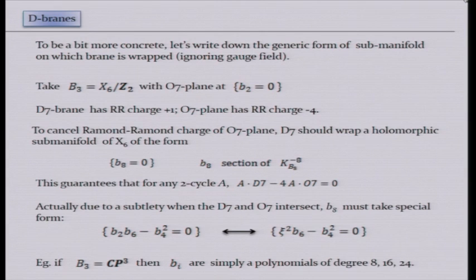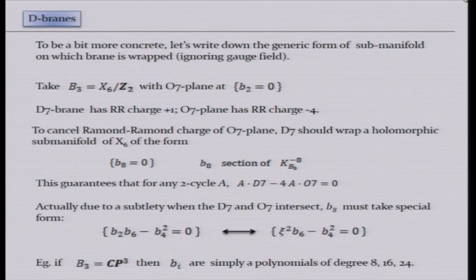And so the upshot is I can't have a generic section B8 equals 0. I need to have something of the form B2 B6 minus B4 squared equals 0. Otherwise, it's not consistent. So what do I need if I want to write down a compactification of type IIB with D branes and O7 planes?